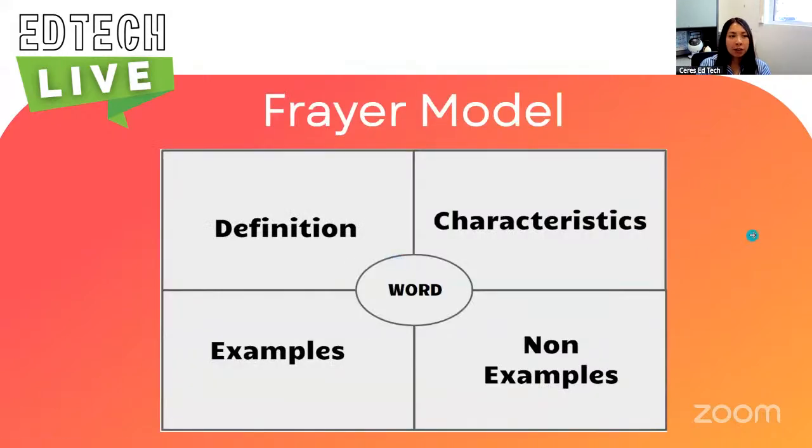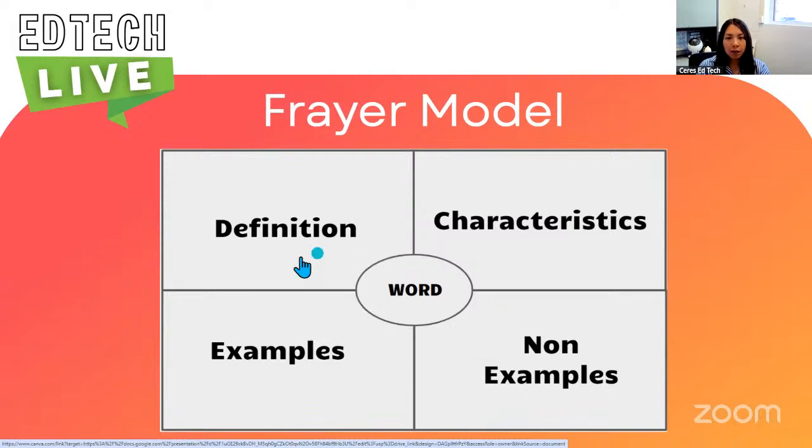So here's a Frayer model. The definition of a Frayer model is just a helpful graphic organizer used to understand new vocabulary words or concepts. So it's like a chart that breaks it down for you students to organize what a word or idea really means. So here are the 4 components or the 4 sections to the Frayer model.